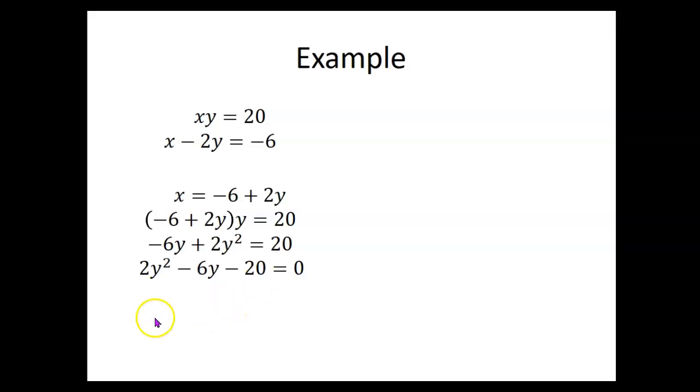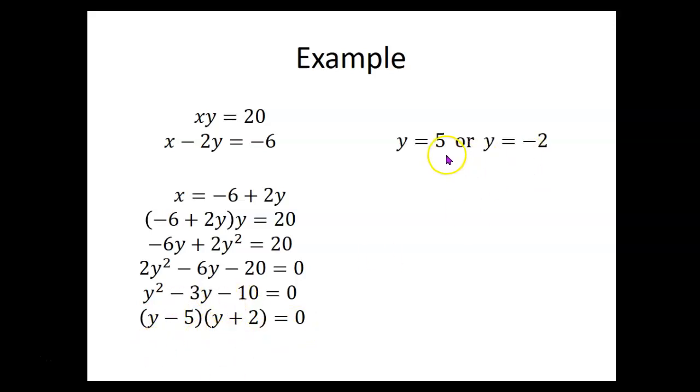I notice all of those coefficients are even, so I might as well just go ahead and divide both sides by 2 and make things simpler. So then I get y squared minus 3y minus 10 equals 0. Okay, I think I can see how to factor that. That would factor into y minus 5 times y plus 2 equals 0. So then setting each factor individually equal to 0, I get y equals 5 or y equals negative 2.